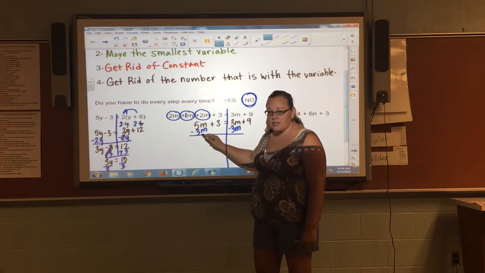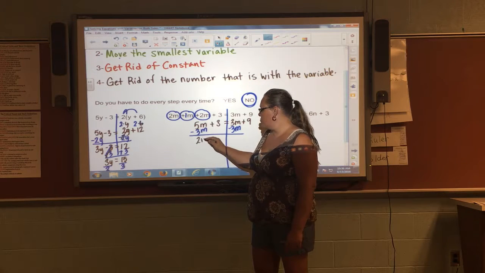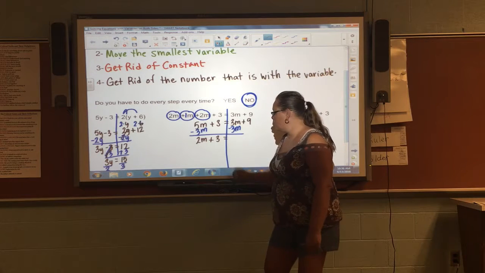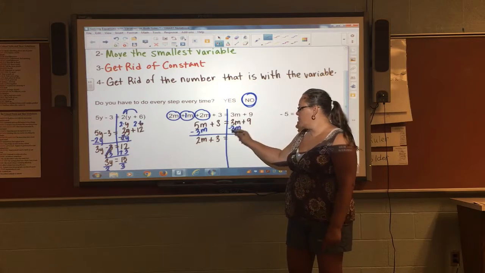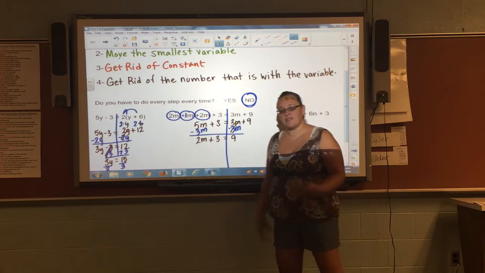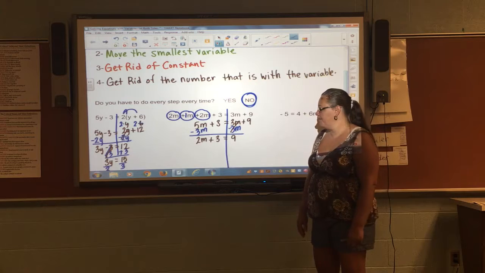And 5 minus 3 gives me 2m. The plus 3 will just come down, is equal to 3 minus 3 goes to 0, and the positive 9 comes down. You don't have to write plus for positive.